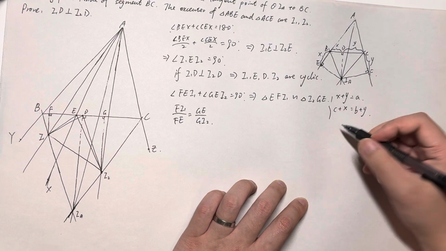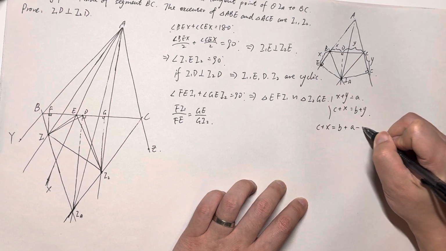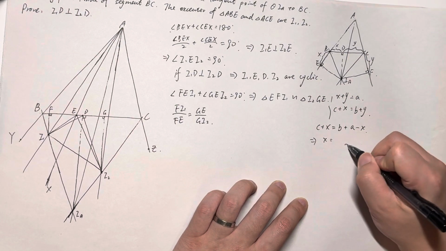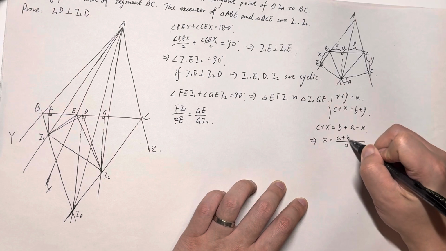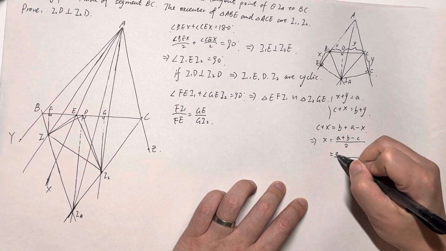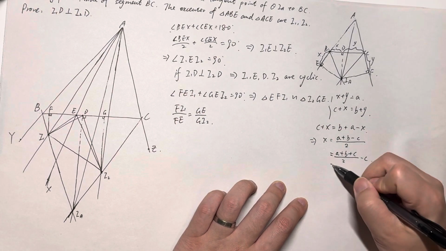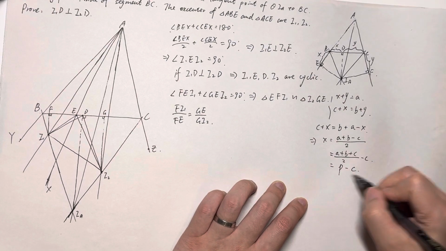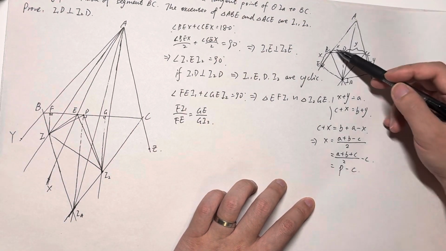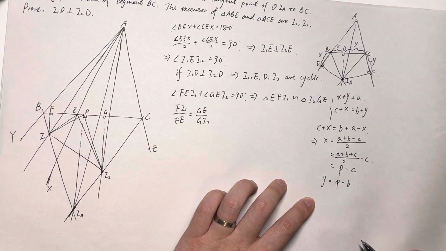Y equals a minus x, so c plus x equals b plus a minus x, which means x equals half of a plus b minus c, right? Which is p minus c, right? That's x. That's this distance. And y equals p minus b, right?